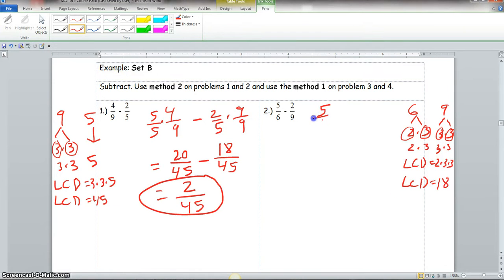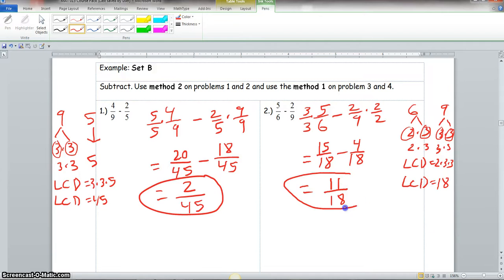So now we'll write these fractions again, and we know our common denominator would be 18. 18 divided by 6 is 3. So we multiply our numerator and denominator by 3. 3 times 6 is 18. 3 times 5 is 15. Now we would take 18 divided by 9, which is 2. So we'll multiply our numerator and denominator by 2. And 9 times 2 is 18, and 2 times 2 is 4. So now our denominator is 18. 15 minus 4 is 11. So our final answer here is 11/18.